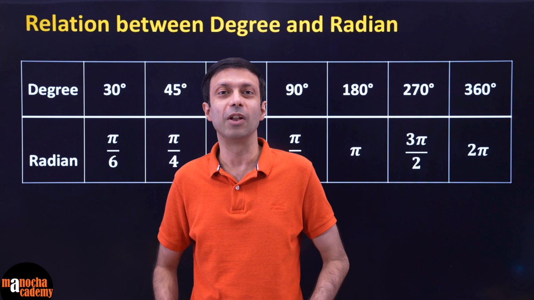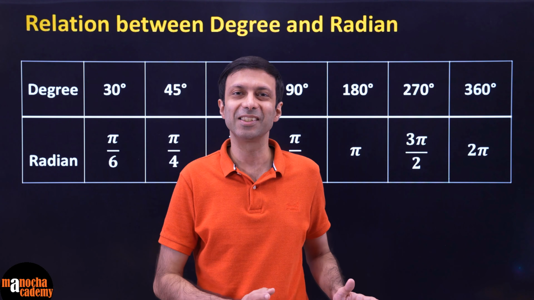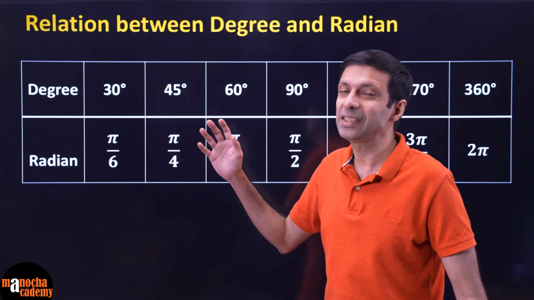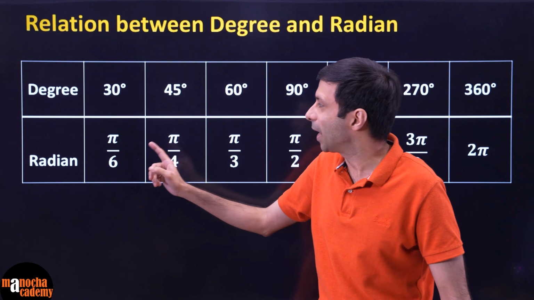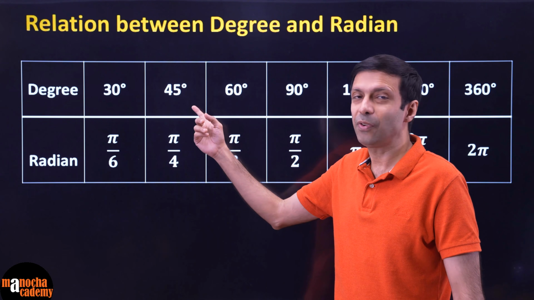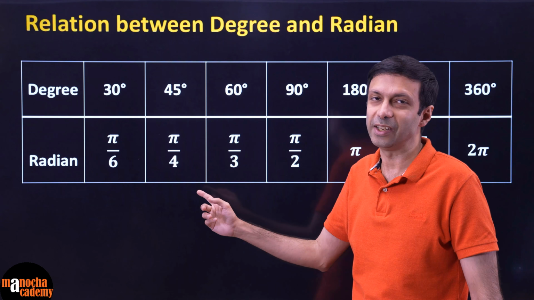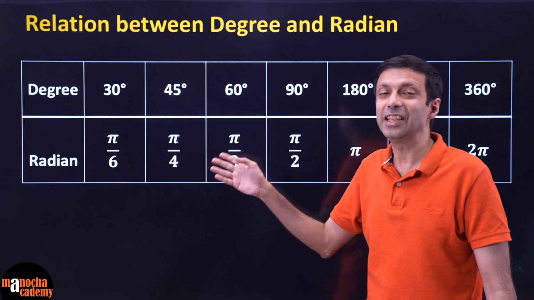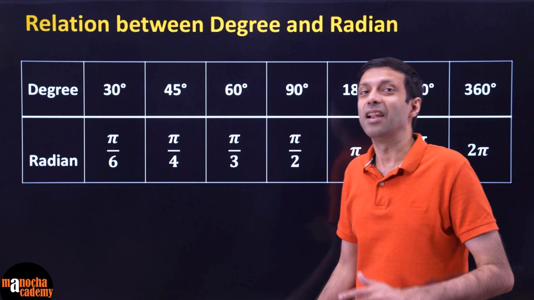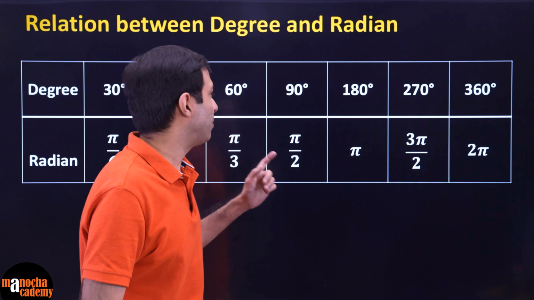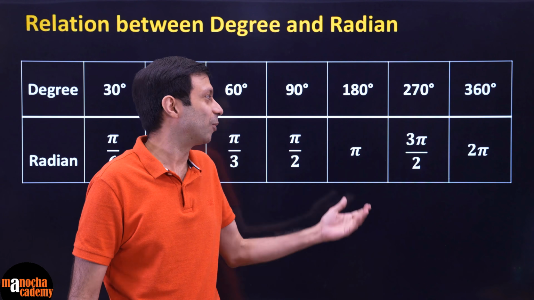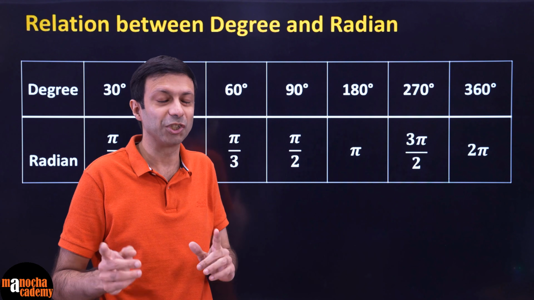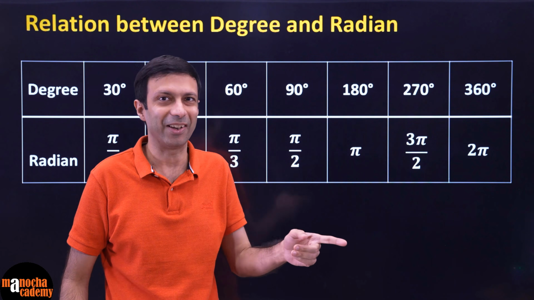Now that you know how to convert from degrees to radians, let's take a look at the table for the standard angles. So for example, 30 degrees is pi by 6 radians. 45 degrees is pi by 4 radians. 60 degrees is pi by 3 radians. 90 degrees is going to be pi by 2 radians. 180 degrees, the semicircle, is going to be pi radians. Remember, that was a conversion. 180 degrees is pi radians.